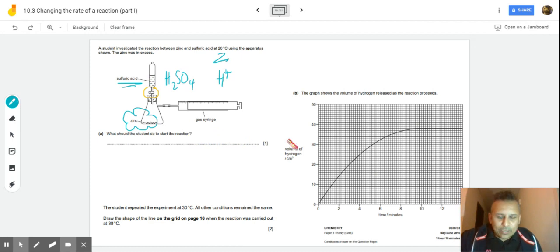So this question is actually from 2016, the core paper. This question included a graph. It shows the volume of hydrogen released as the reaction proceeds.